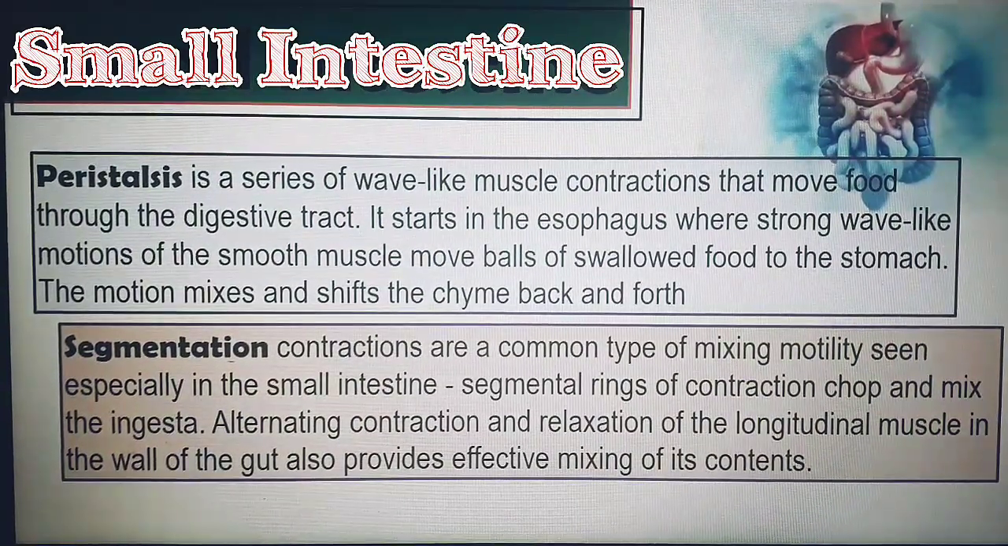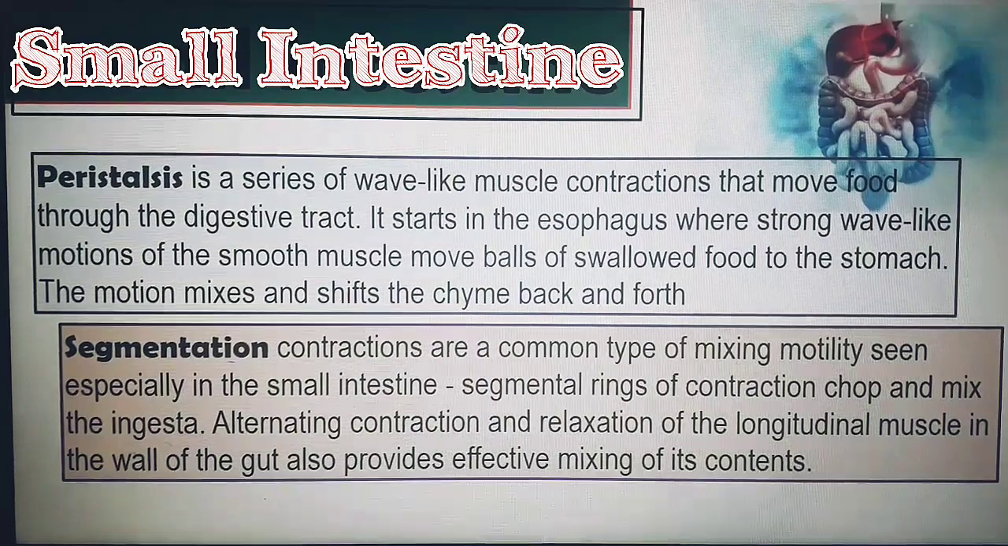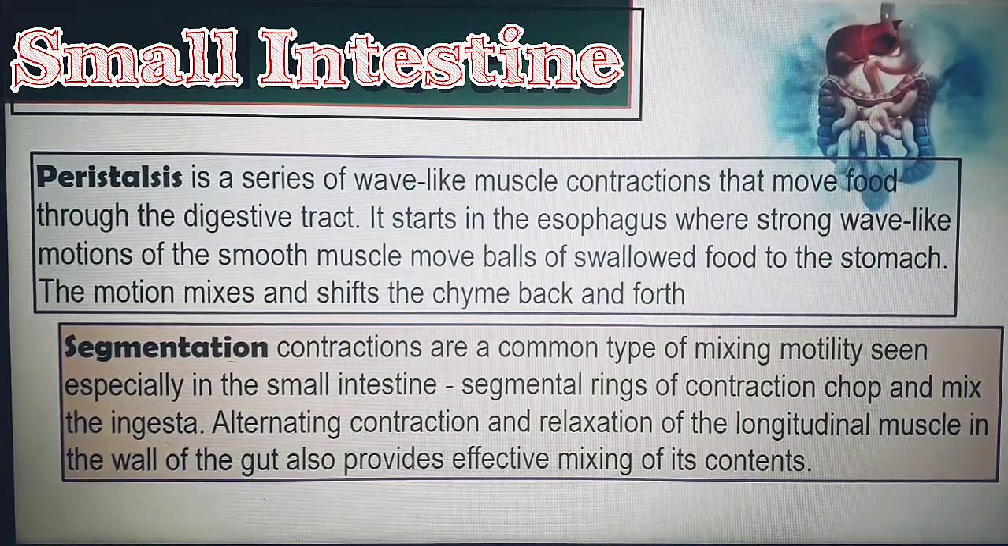Segmentation contractions are a common type of mixing motility seen especially in the small intestine. Segmental rings of contraction chop and mix the ingesta, or your ingested contents. Alternating contraction and relaxation of the longitudinal muscle in the wall of the gut also provides effective mixing of its content.